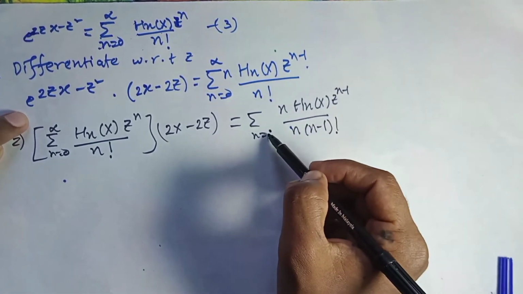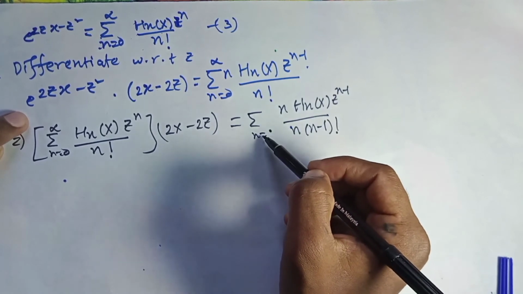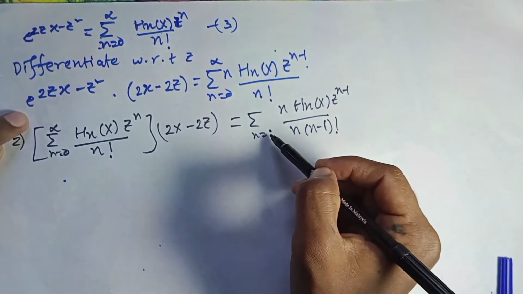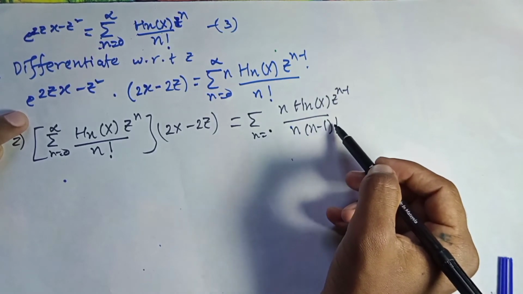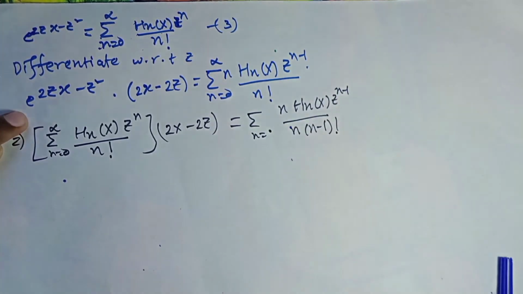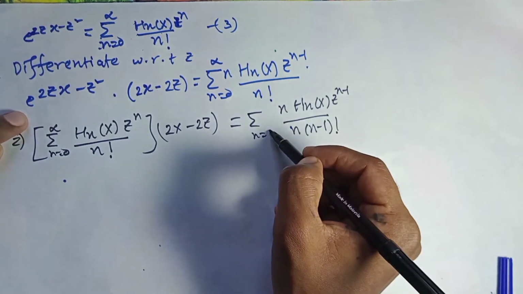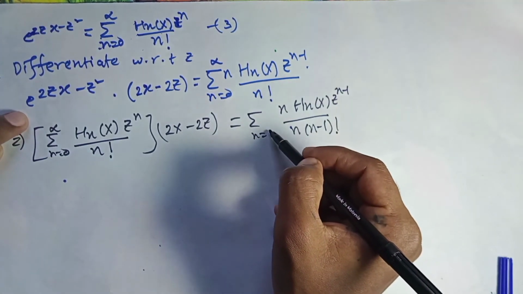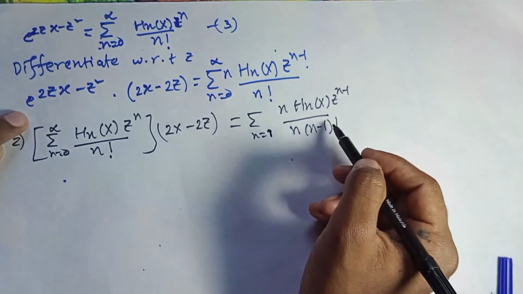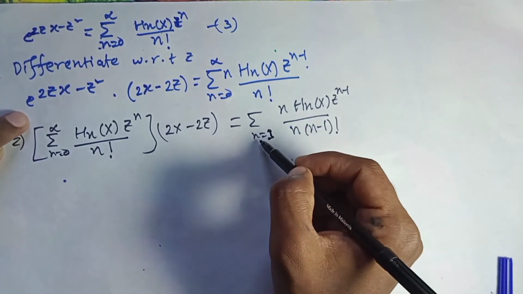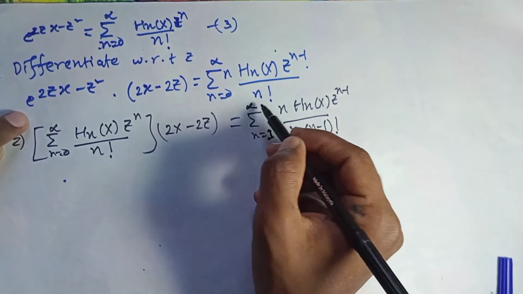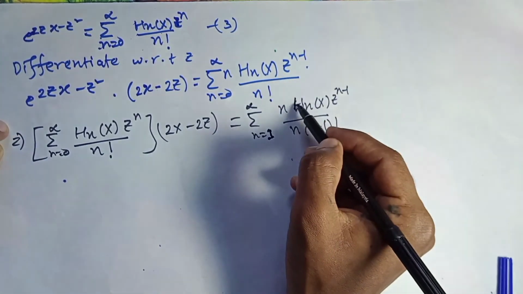Now, what will our limit be? n equals 0. If we put n is equal to 0, that is 0 minus 1 factorial, and minus 1 factorial is infinity, or undefined. So we have to take n is equal to 1 to infinity.